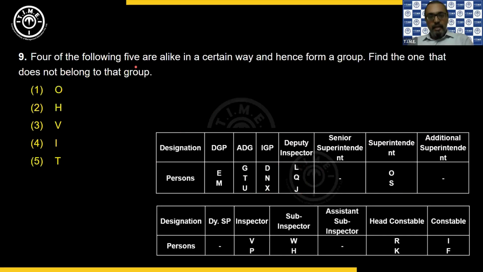Okay. Then, yeah, again, odd man out. 4 of the following 5 are alike in a certain way and hence form a group. Find the one that doesn't belong to that group. Okay. Please check and see. What do you get?